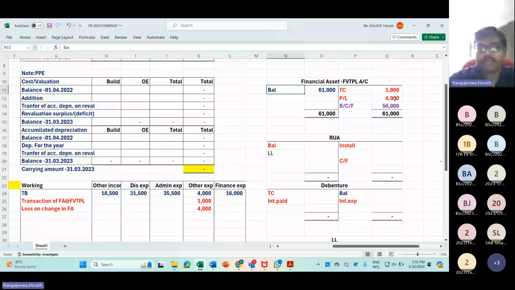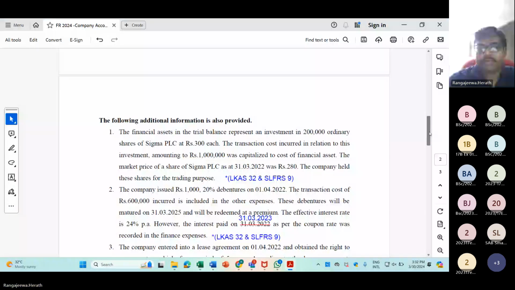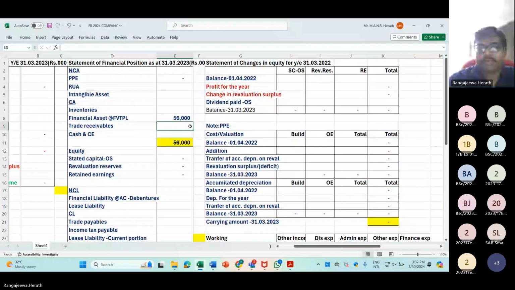So you can take this closing balance into the statement of financial position. Financial asset at fair value through OCI 56,000. 6,000 is taken from the working.